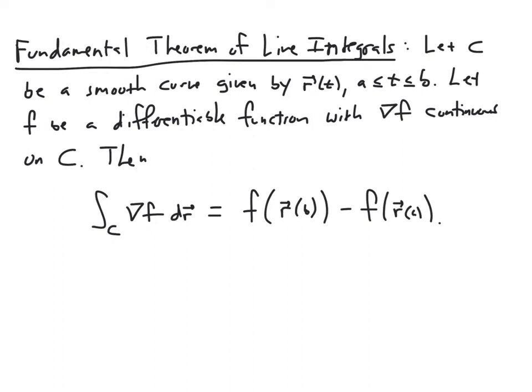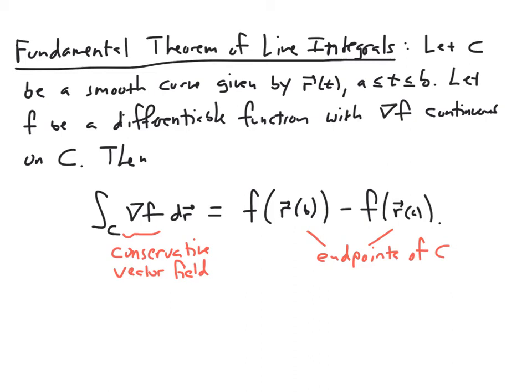And also, if we break this down a little bit, we notice that this is the gradient of f, so this applies to any conservative vector field. Because those are exactly the ones that we can write in this form. And these are the endpoints of the curve, the r of b and r of a. And so what this theorem really tells us is that if I have the line integral of a conservative vector field, all I need to know are the endpoints of the curve C. I don't need to know the actual curve, and I don't care about what happens in between. I just need to know where it starts and where it ends.